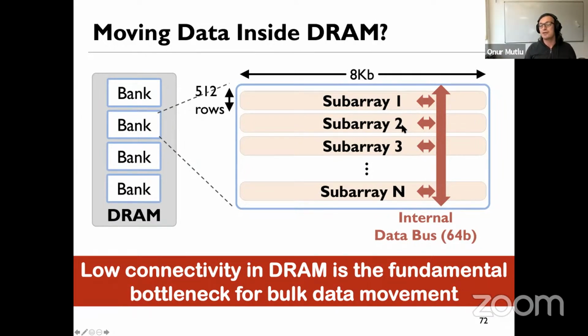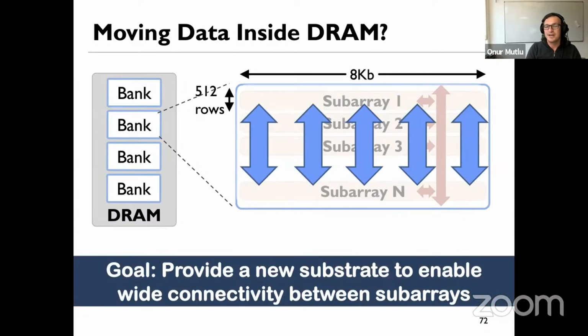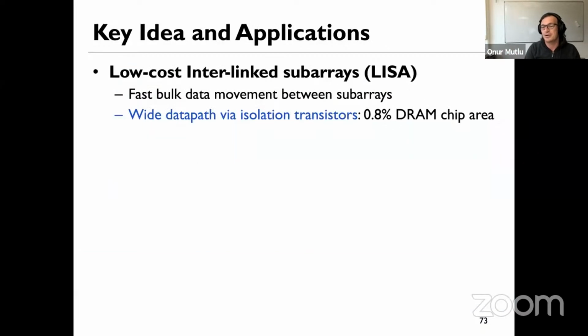But basically, we have low connectivity in DRAM, and that's really the fundamental bottleneck for bulk data movement in a general sense across all parts of a DRAM chip. Within a subarray, we're good, but across subarrays, we're terrible as RowClone. And this paper targets that low connectivity problem. The goal of this paper is to provide a new substrate to enable wider connectivity between subarrays, not within a subarray, because within a subarray already exists.